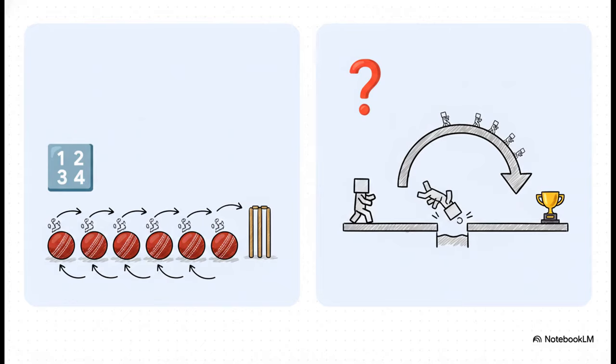Like in a 5-over cricket match, you know the bowler has to bowl 30 balls. But you use a while loop when you don't know how many times you need to repeat. You just know the condition to stop. Like playing a video game. You keep playing while you haven't won yet.